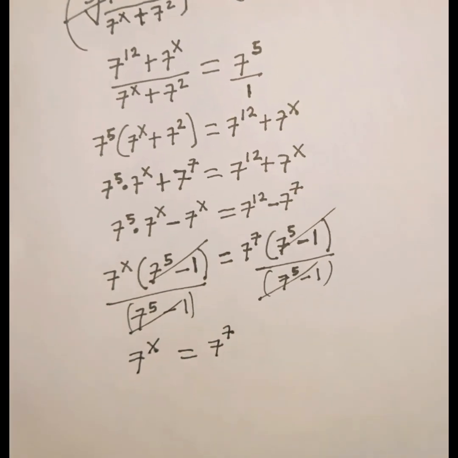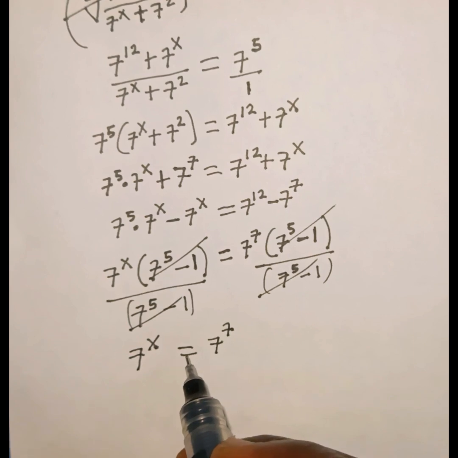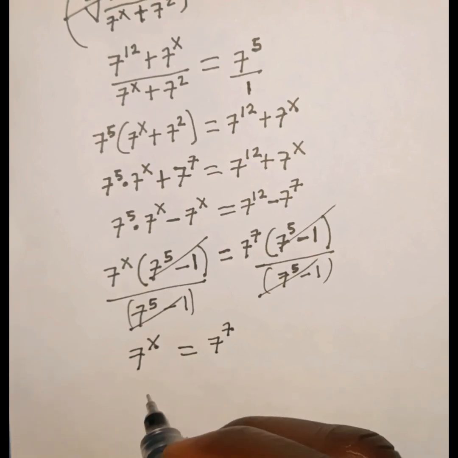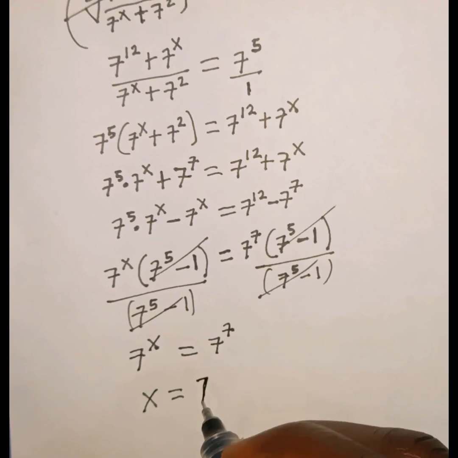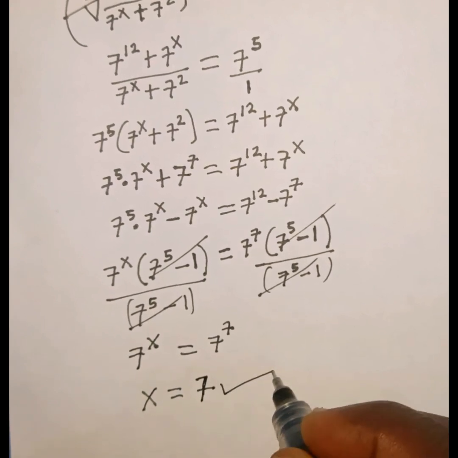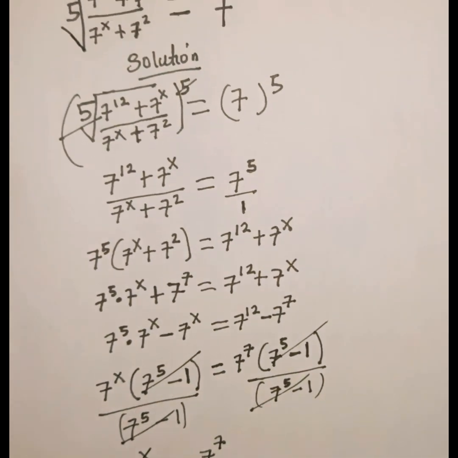Now what do we do next? What do you notice? The bases are the same, 7 and 7. So we just equate the powers. The first power is x, which is equal to the second power, which is 7. So therefore 7 is the value of x that satisfies this radical equation.